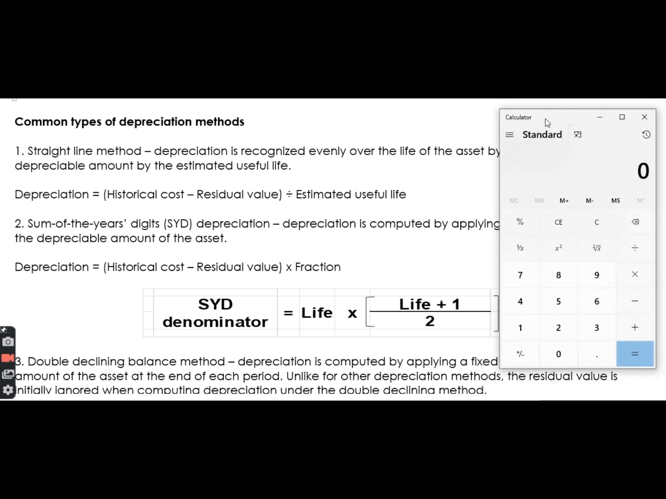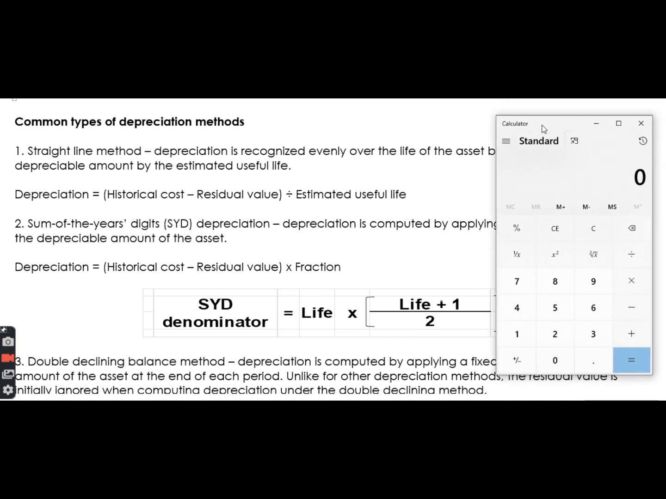Pag sinabi natin na sum of the year's digits, kunyari, ang useful life ng asset ay 5 years. Ibig sabihin, kukunin natin lahat yung digits ng useful life niya, pag-a-addin natin. Kung 5 years yun, 5 plus 4 plus 3 plus 2 plus 1. So, 15 ang sum ng year's digits. Ganun lang yun. Okay? Ito na yung magiging denominator natin for purposes of determining the depreciation rate.